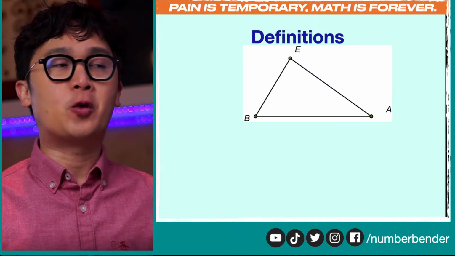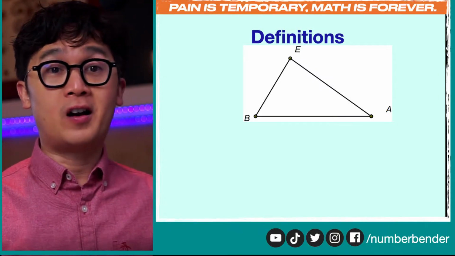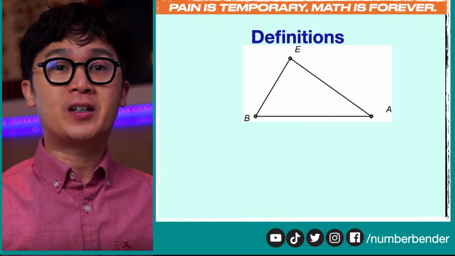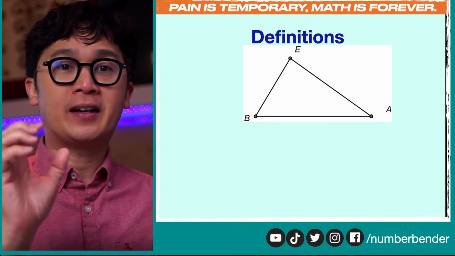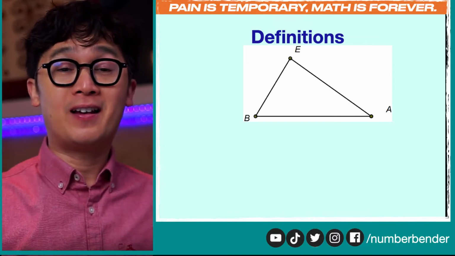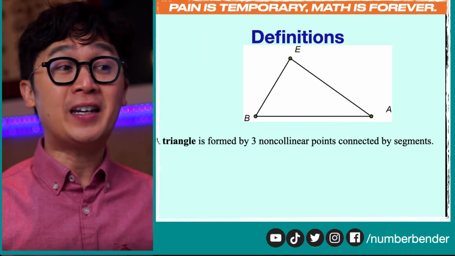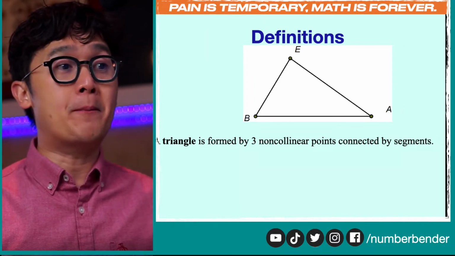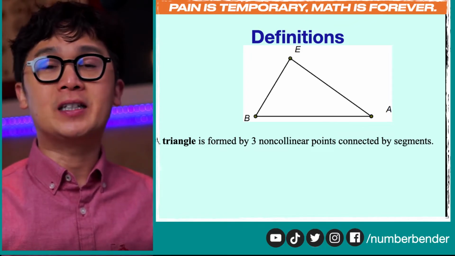So let's start, of course, with the formal definition of a triangle, because we know that triangles are just a geometric figure with three sides and three corners. But if we're going to dive deeper into how we understand a triangle in geometry language, we're going to define it as a geometric figure that is formed by three non-collinear points connected by segments.